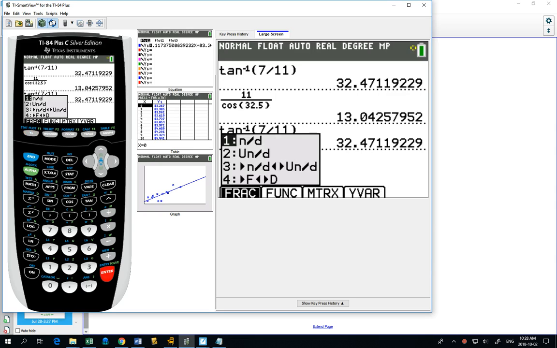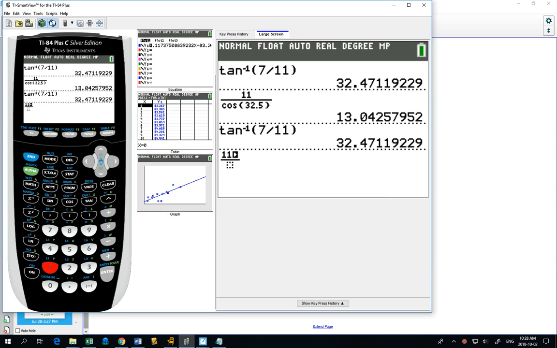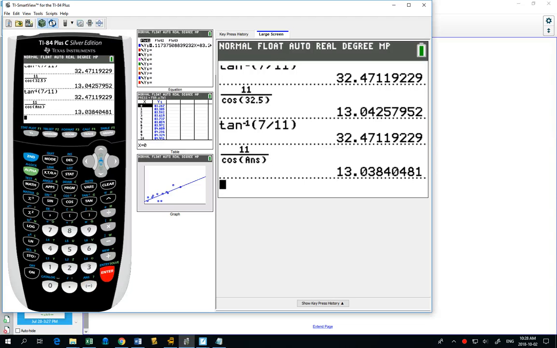You went to your fraction, you went 11 over cos, but instead of writing 32.5, I want to use this answer from before. Your calculator has that built in above the negative sign. I can go second answer, and then it will get all of those decimal places. Does it make a difference? Comes out to 13.03. We were lucky.